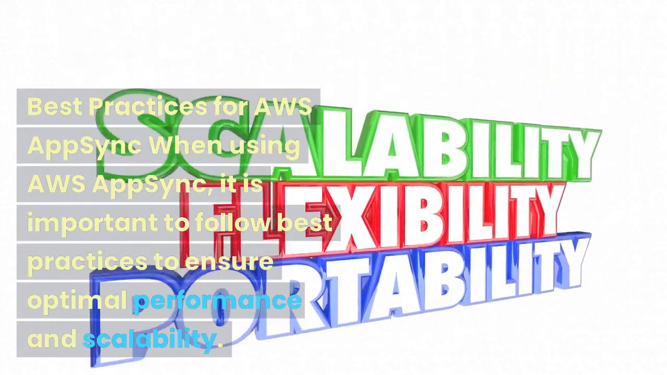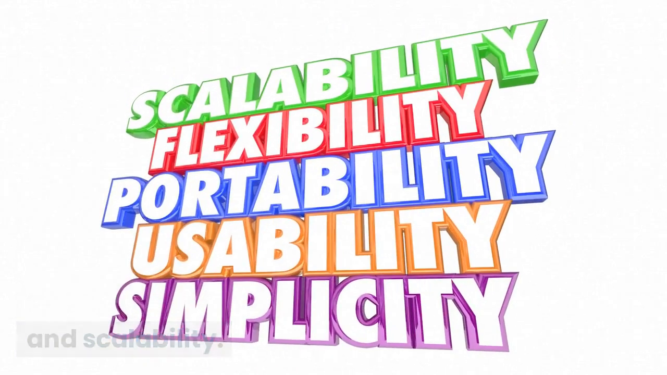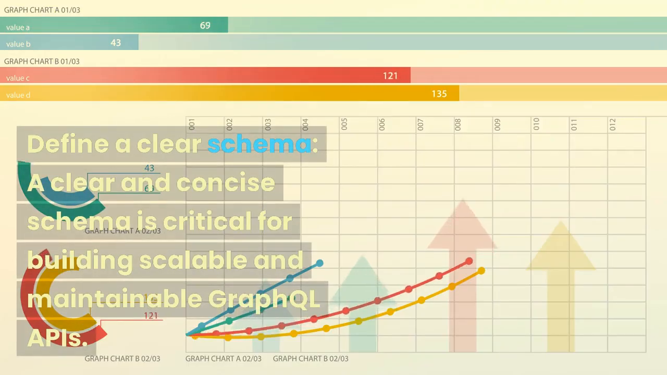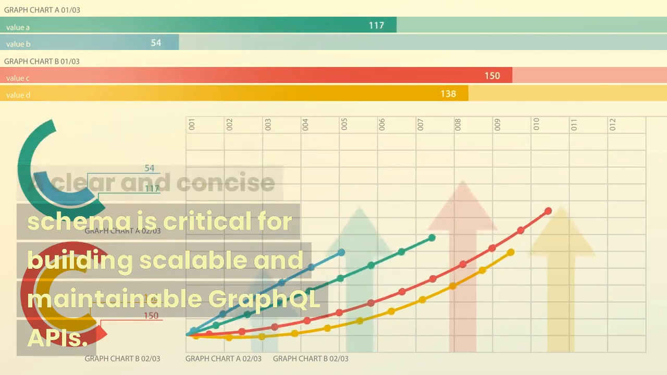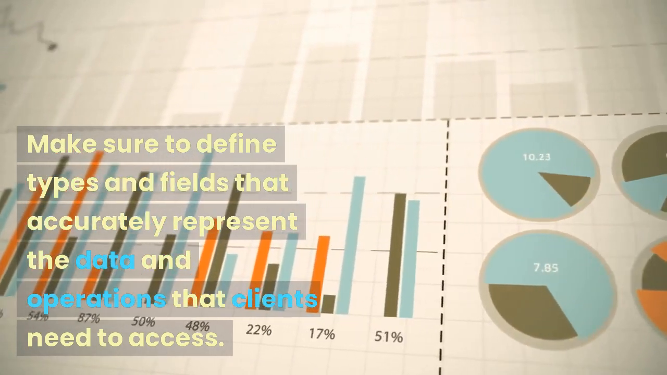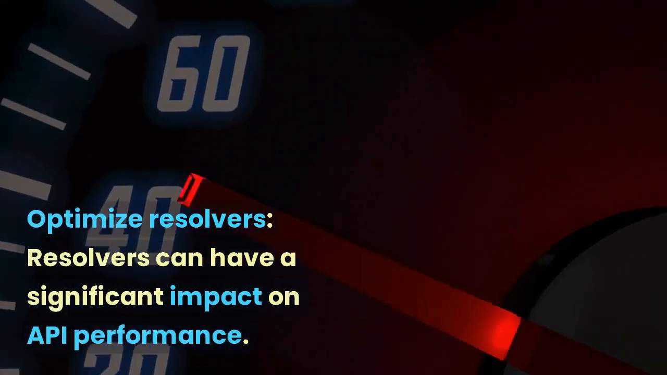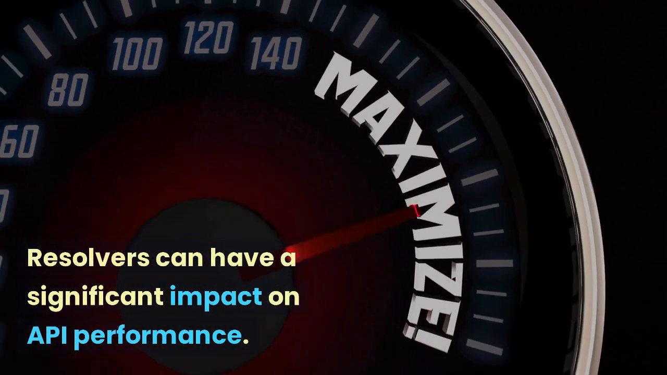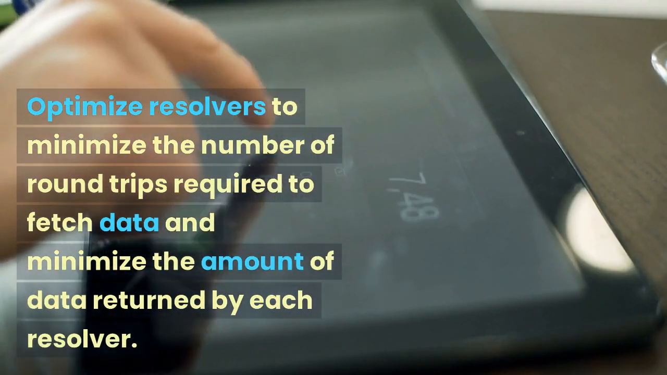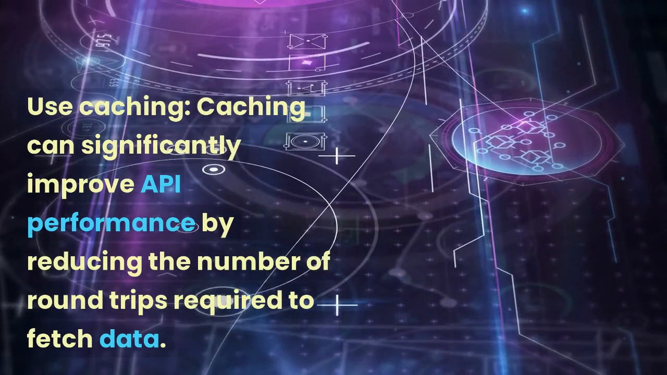Best practices for AWS AppSync. When using AWS AppSync, it is important to follow best practices to ensure optimal performance and scalability. Some best practices include: define a clear schema. A clear and concise schema is critical for building scalable and maintainable GraphQL APIs. Make sure to define types and fields that accurately represent the data and operations that clients need to access. Optimize resolvers. Resolvers can have a significant impact on API performance. Optimize resolvers to minimize the number of round trips required to fetch data and minimize the amount of data returned by each resolver.